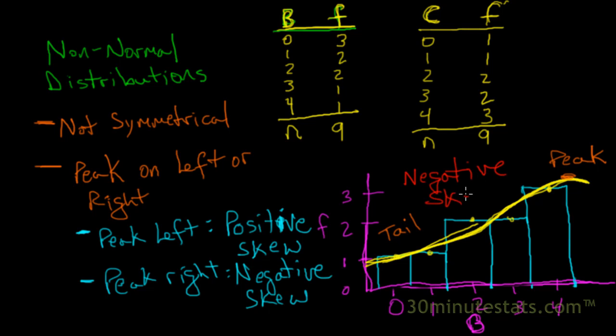So again, this is not a normal distribution. This is a skewed distribution where the peak doesn't lie in the middle, it's not symmetrical, and because the peak lies on the right instead of the left, we call this a negatively skewed distribution. And so this is just a couple of examples of using histograms to determine the shape of a distribution, both for normal distributions and non-normal distributions.